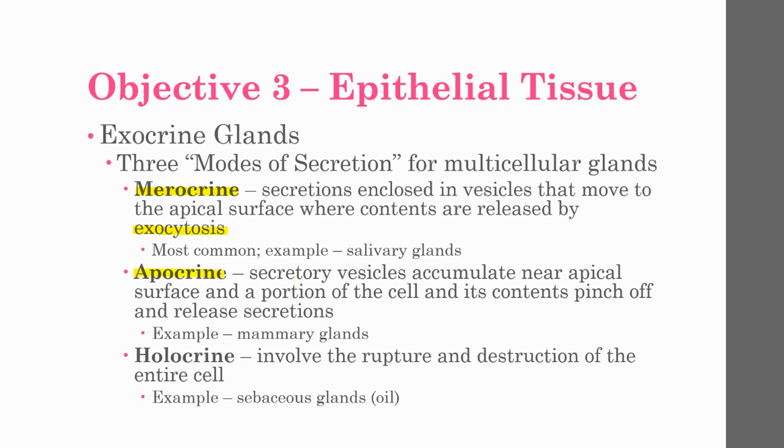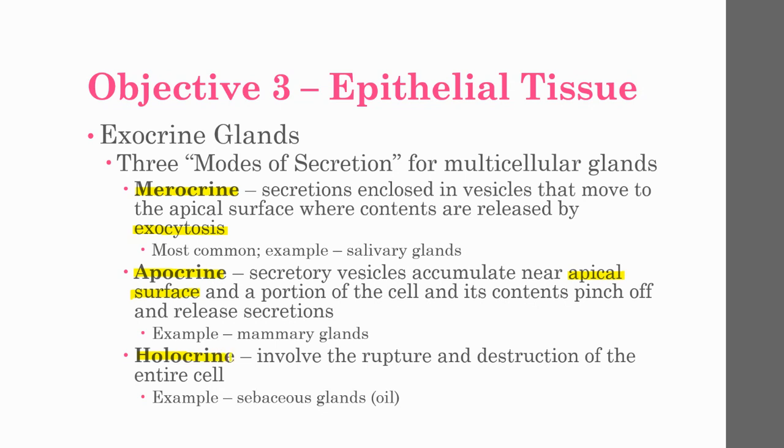Your apocrine, what they're going to do is the secretory vesicles are going to accumulate, and the whole end, or the apical surface, the whole tip of the area will pinch off. And so it's not just a simple releasing into the nearby area. There's a pinching off that occurs on that apical surface. And so mammary glands are like that.